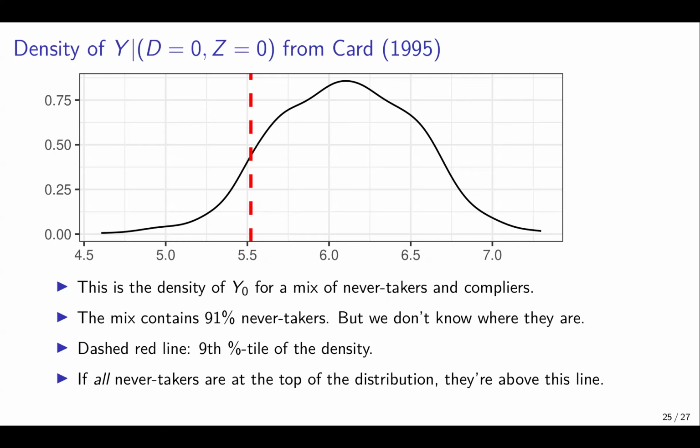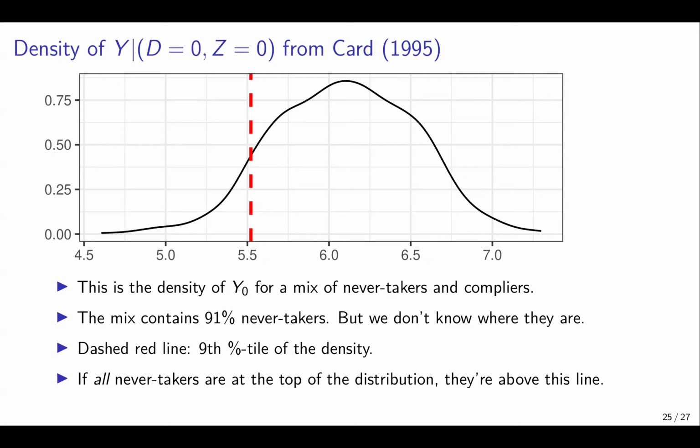But in a certain sense, what's the worst case possibility? Well, it's possible that the never takers are all at the top of the distribution. Maybe the never takers all have the highest wages. Well, if so, then that would mean that everybody above the red line was a never taker and everybody below was a complier. Now, I'm not saying that that's actually true. I'm not saying that's where they are. I'm saying that's possible. And the reason why we want to think about this is because that possibility corresponds to the highest average wage for never takers that we could possibly obtain given what we know.